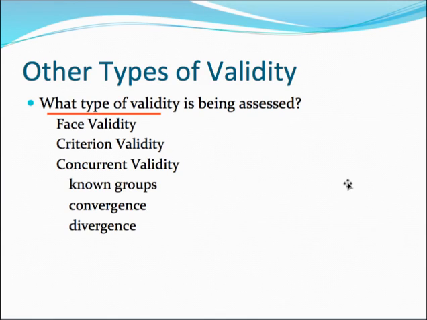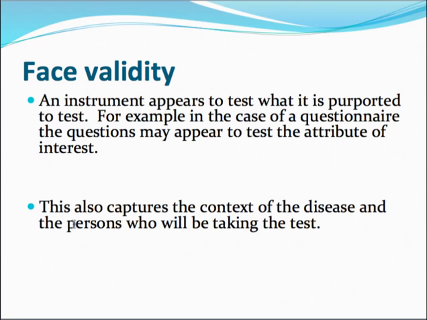The other types of validity have to do with face validity, criterion validity, concurrent validity. What we were just talking about is a form of concurrent validity that we call criterion, where there's an assumption of a gold standard in the two tests that are being measured at the same time. But sometimes it's vague or it's not clear that that assumption is valid. So we can use other concepts to assess validity in that case: known groups, convergence, and divergence.